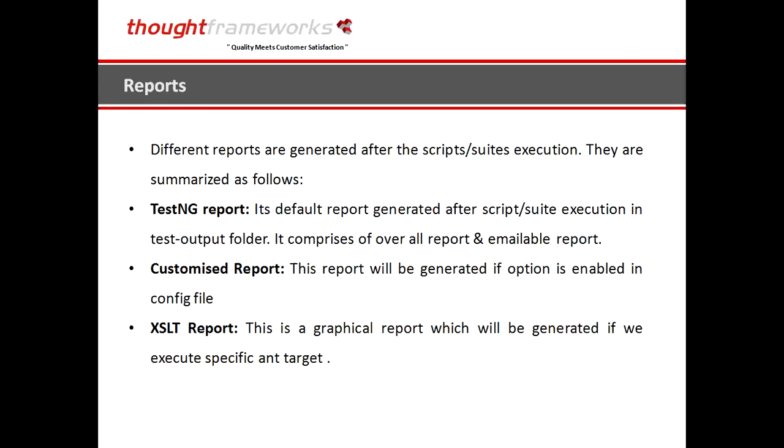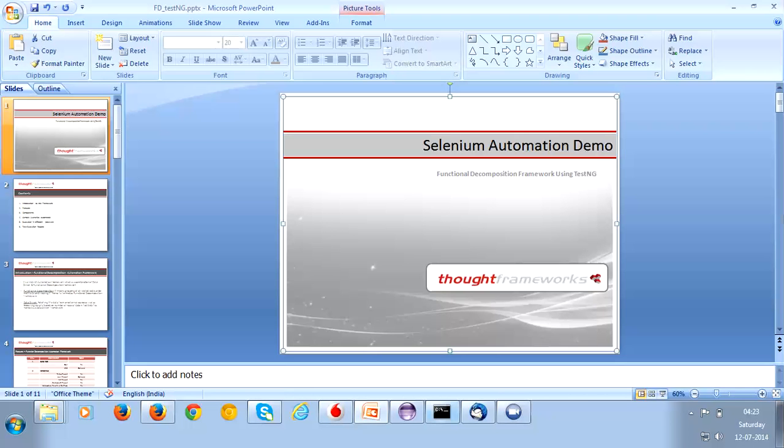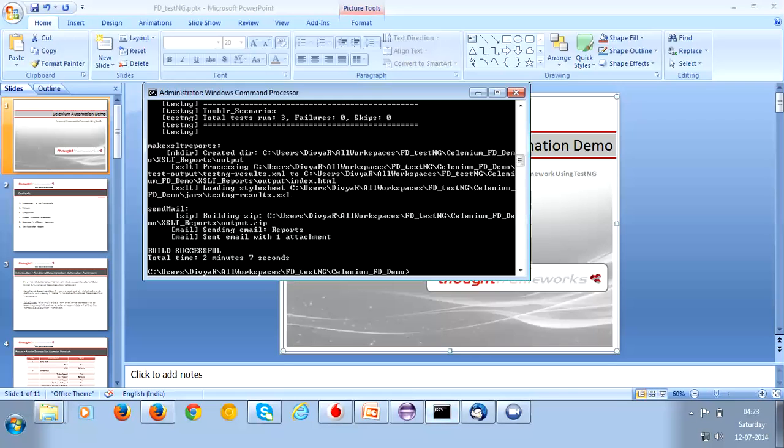And once the test script execution is completed, different sets of report will be generated. The default one will be the TestNG report, which will be generated with a folder name as test output along with overall and emailable report. Customizable report will be generated if the option in the config file is set to yes. An XSLT report will be generated if it has been triggered with the ANT target. So let's see the execution of the scripts in different browsers.